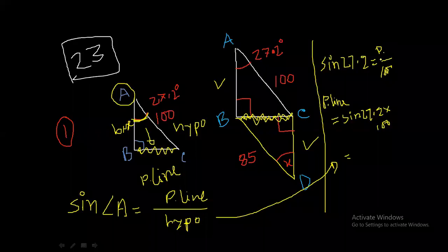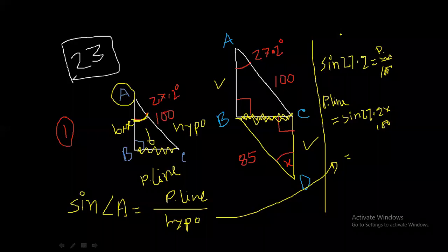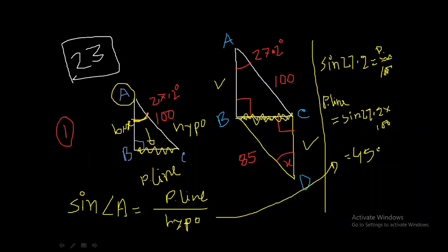So to find the perpendicular line, I just have to multiply sine 27.2 multiply 100. So if I use calculator, it will be 45.7. So now I can input this value here, 45.7.